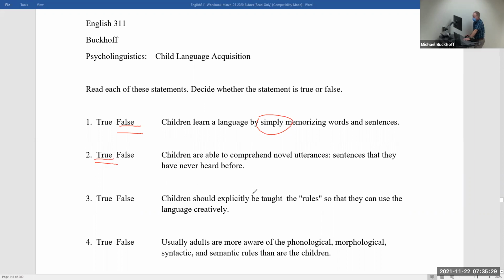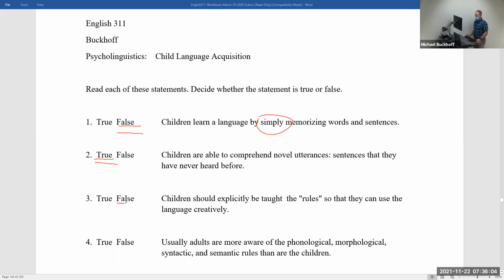Children should be explicitly taught the rules so they can learn the language creatively. It's important for parents to teach subject-verb agreement, the difference between non-restrictive adjective and restrictive adjective clauses. You have to teach them the affixes commonly attached to words that form adjectives, nouns, adverbs, and verbs. Do parents need to teach those things explicitly to their children, especially when they're, say, 1, 2, and 3 years old?